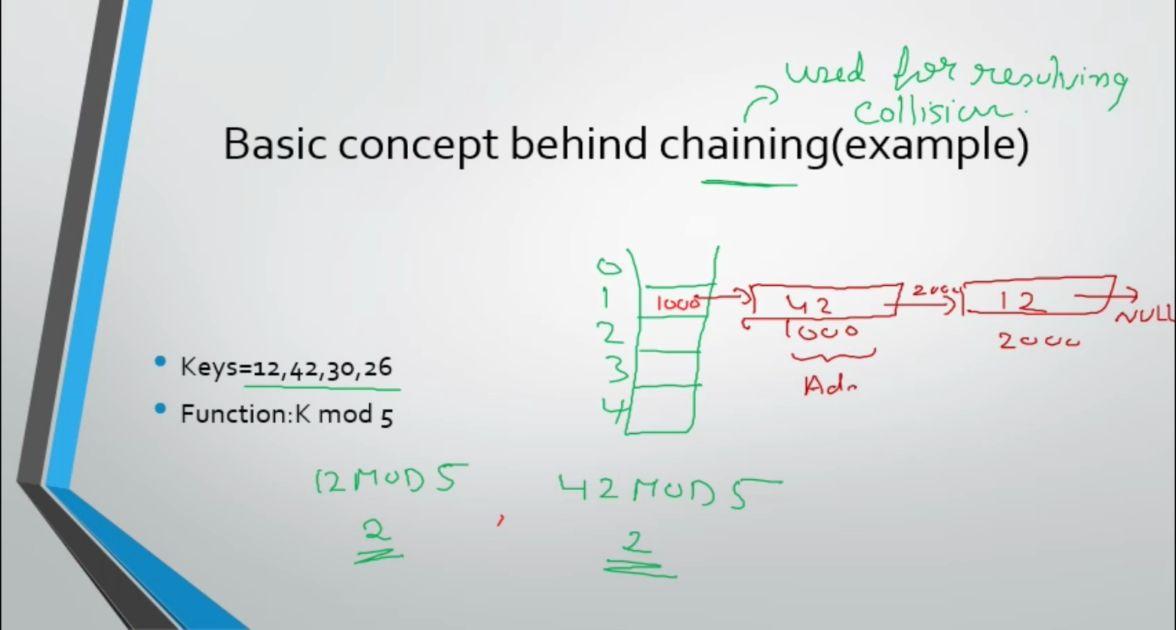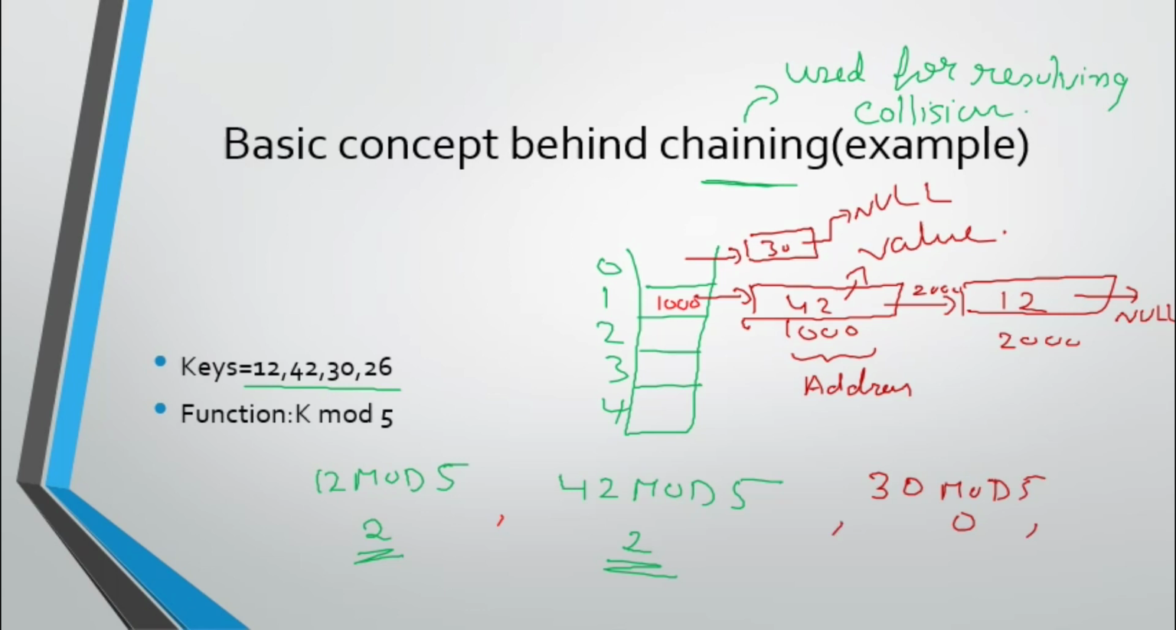What is this? This is the value. Next one is 30. When 30 comes, 30 mod 5, what is 30 mod 5? It is 0. So here I store 30, and after that I store null. That will point to null. Again, the last one is 26 mod 5, so it is 1.